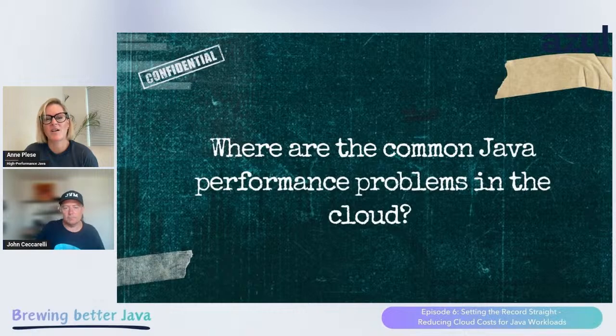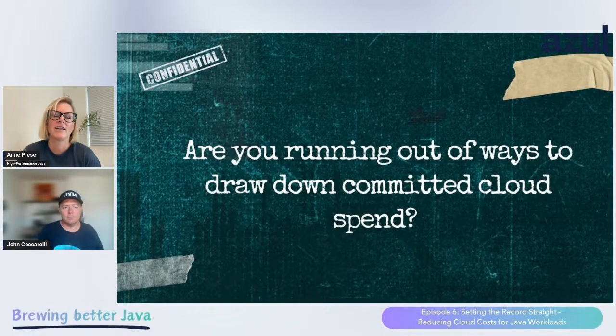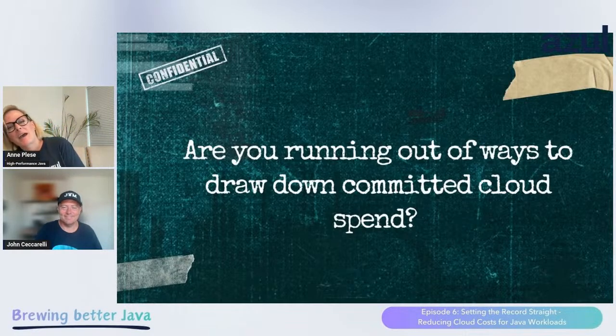That brings us to our last myth here. Are you running out of ways to draw down committed cloud spend? So let me tee this up. AWS and Google offer enterprise discount programs, or EDPs, because the world needs more acronyms. This is where companies opt to prepay or commit to a 3-year or 5-year amount of spend and consumption with the hyperscalers. And FinOps teams are becoming better at actually managing that committed spend.